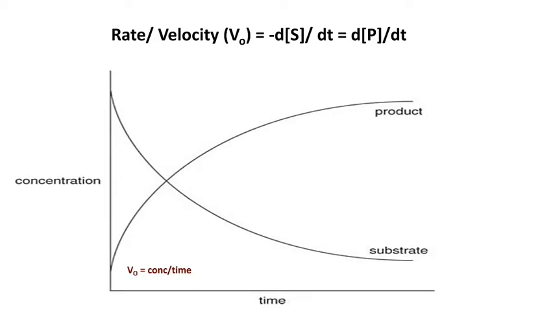If we derive a rate equation, we can say that the velocity of the reaction equals minus ds by dt, where s is the substrate concentration and dt is the change in time, and the negative sign denotes a decrease in substrate concentration. We can also say that the velocity of the reaction equals dp by dt, where P is the product concentration and dt is the change in time.